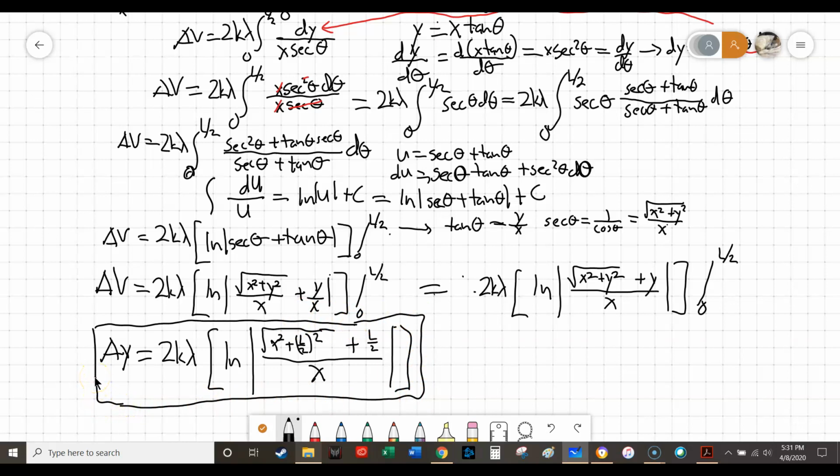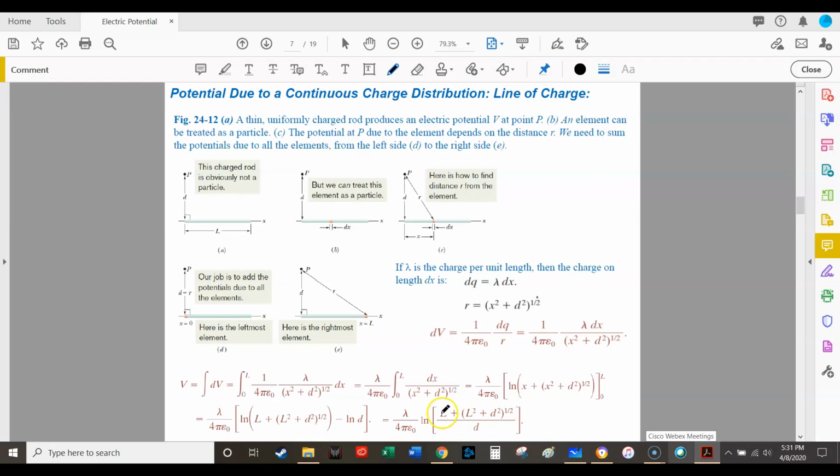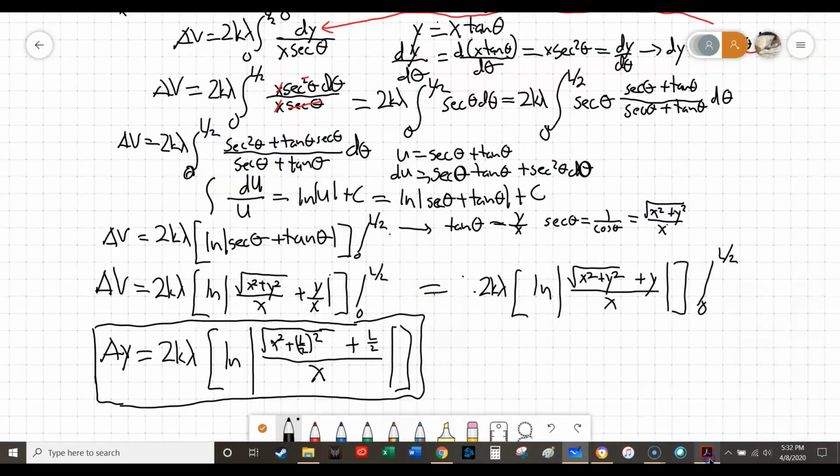Well, if you look at this, this is actually the same solution that they got here. Except they were using it from 0 to L, and they're only using 1/2 of a line, so they're calling this 0 to L. And that's L plus the square root of L squared plus D squared over D. So these two solutions are the same thing.